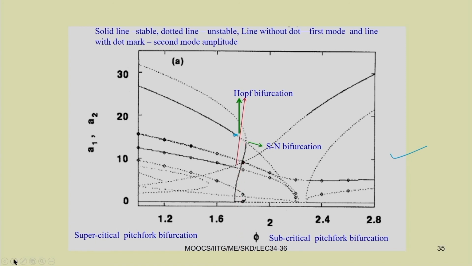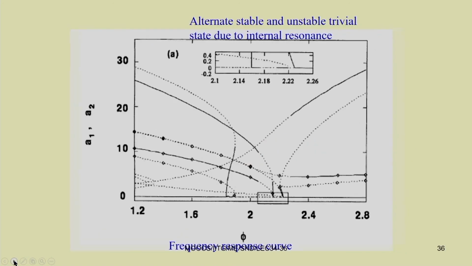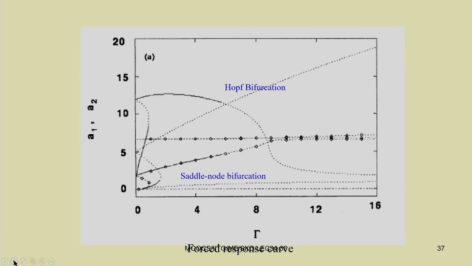There are other Hopf bifurcation points also that you have seen. So, here you have multiple Hopf bifurcation points in this case, and we have different saddle node bifurcation points, Hopf bifurcation points, then we have supercritical pitchfork bifurcation points and subcritical pitchfork bifurcation points. Similarly, here we can plot the force response plot. After plotting this frequency response plot, we can plot the force response plot also. Here you just see in case of the force response, this gamma is the amplitude of the forcing.